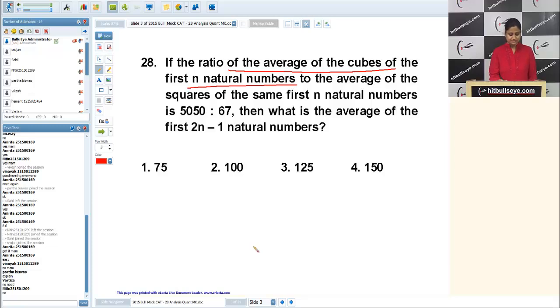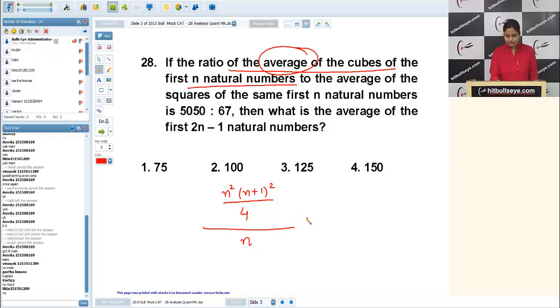Let me explain this. Now, what is the summation n cube formula? That is n square into n plus 1 whole square divided by 4. That is sigma n whole square. Now we are talking about its average. That's why I'm dividing it by the number of observations.